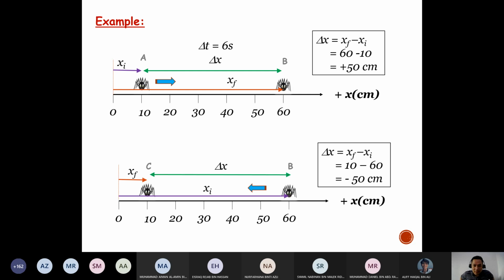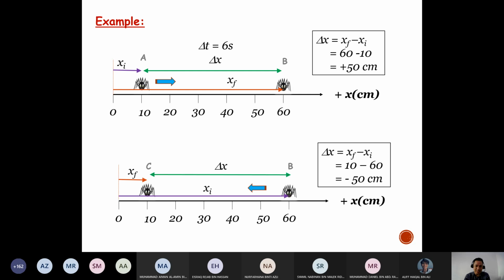Okay, if we look at the spider, the spider moves from 10 cm to 60 cm. So S final is 60, and S initial is 10. So 60 minus 10, you have a positive 50 cm. When you have the positive 50, it's actually a displacement.